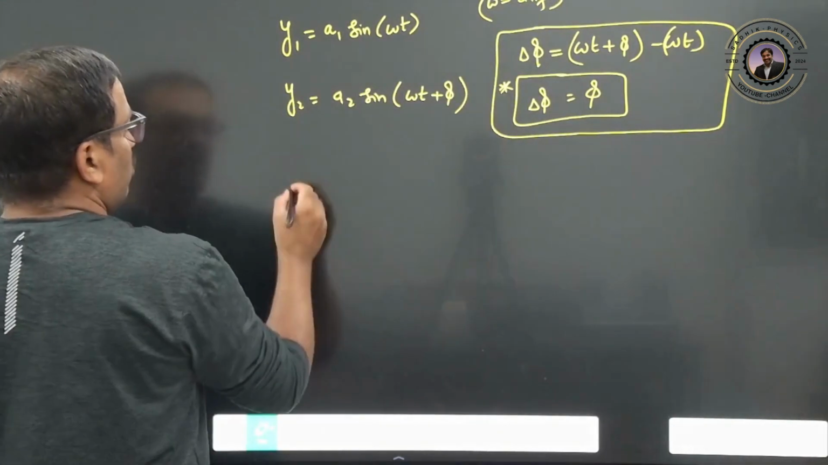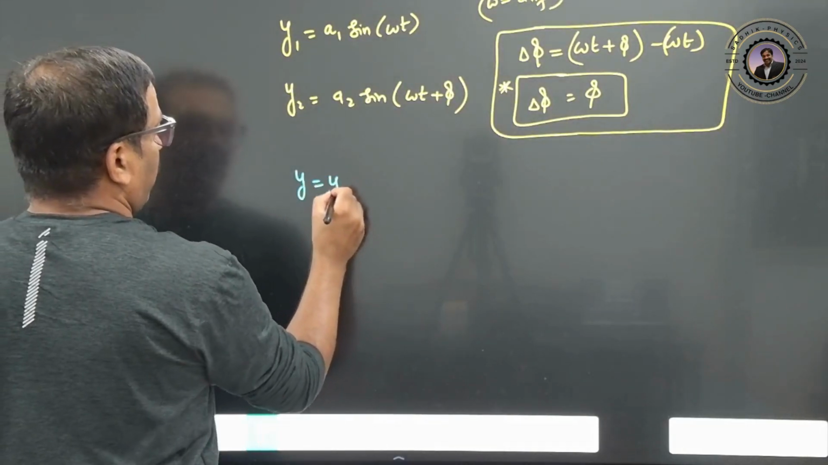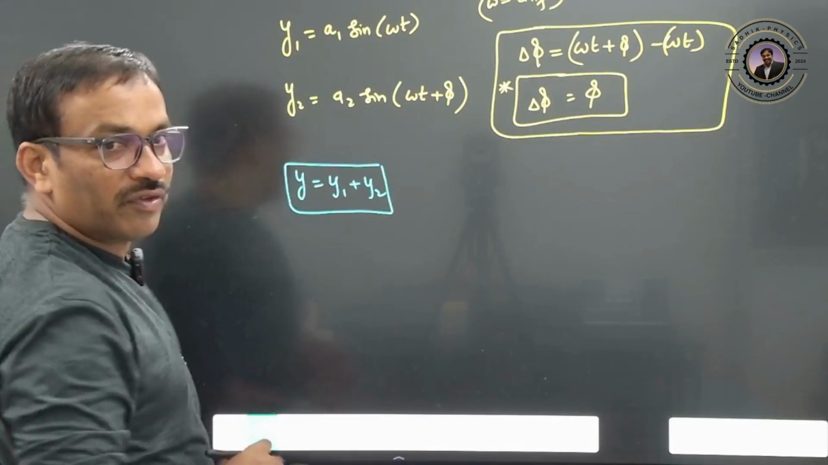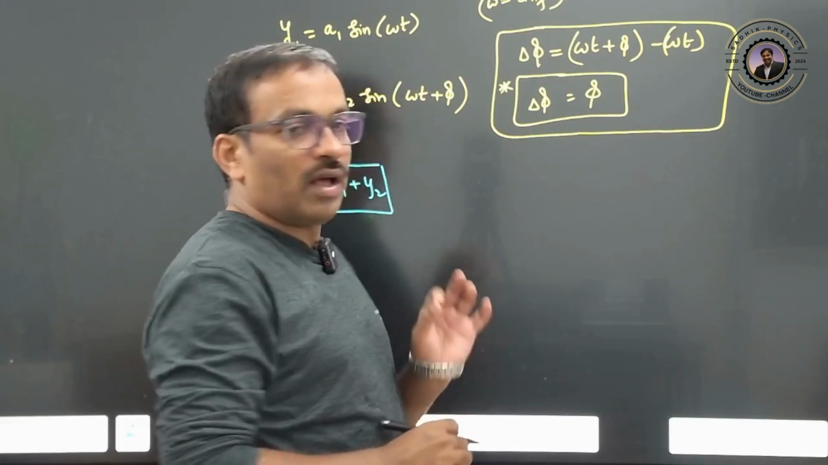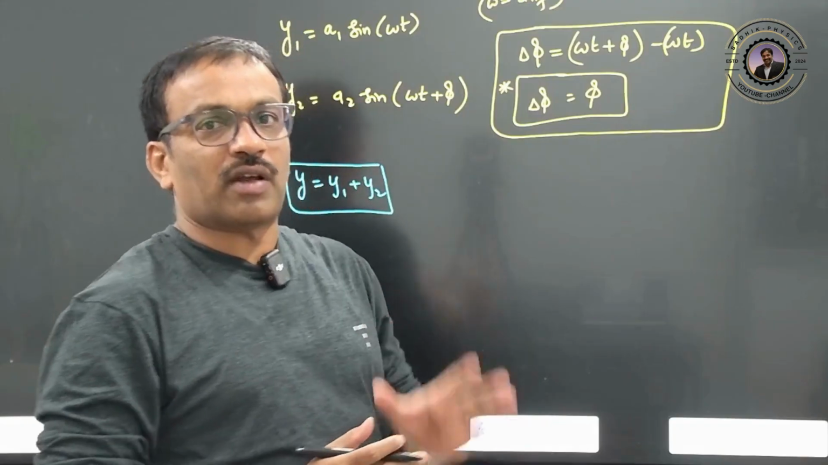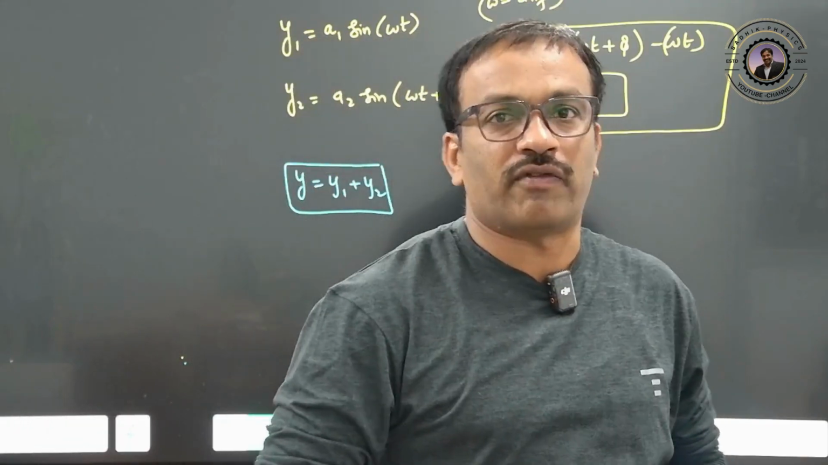Now, if these two waves are said to be added, therefore y is equal to y1 plus y2. So how to deal with it now? Very simple. Therefore, always don't confuse on this one now. Always follow the parallelogram law of addition of vectors.